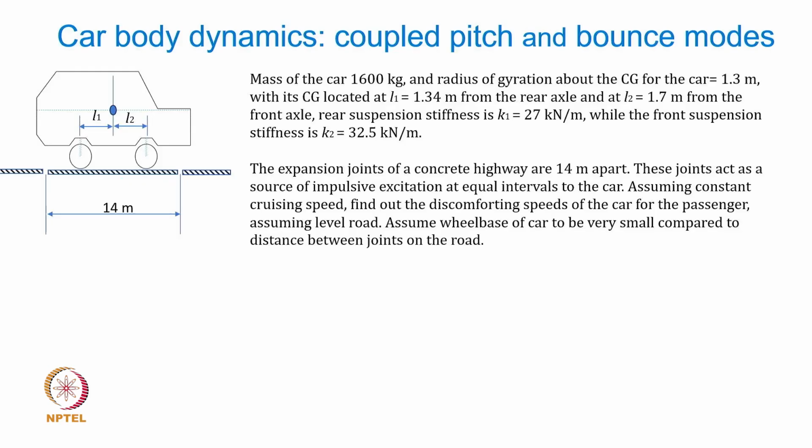These joints act as a source of impulsive excitation at equal intervals to the car as it cruises, so as it moves with certain velocity, these expansion joints, which are typically there to take care of the expansion with the changing temperature, they provide impulsive excitation to the wheel at regular intervals, isn't it? So, if we assume a constant cruising speed, you will have such kind of impulses every time the car wheels cross over them. Okay.